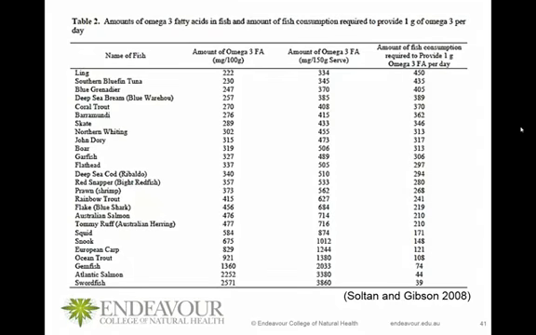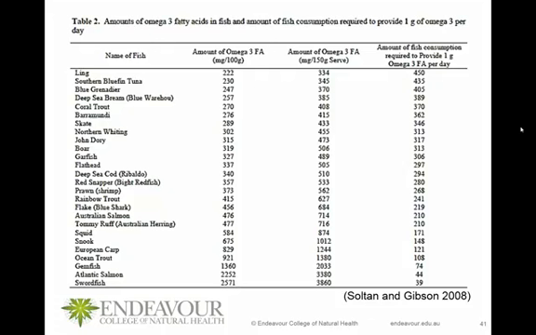In this table, the amounts of omega-3 fatty acids in fish and the amount of fish consumption required to provide 1 gram of omega-3 per day. If we're just looking at the chart, it's ranked from the highest quantity of omega-3, and you can see up the top there, the amount of fish consumption required to provide 1 gram of omega-3. You can see ling is at the top of the chain. Then you've got bluefin tuna, deep sea bream, coral trout, barramundi, skate, northern whiting, John Dory, and so forth.